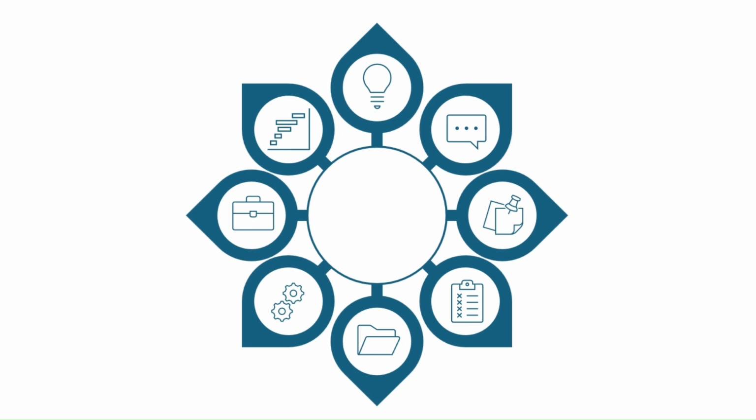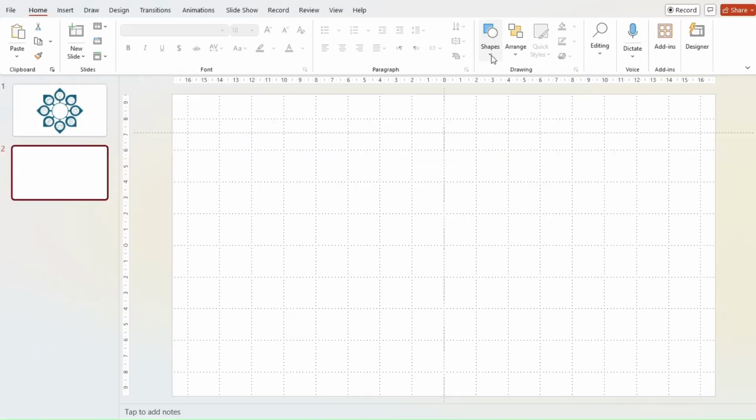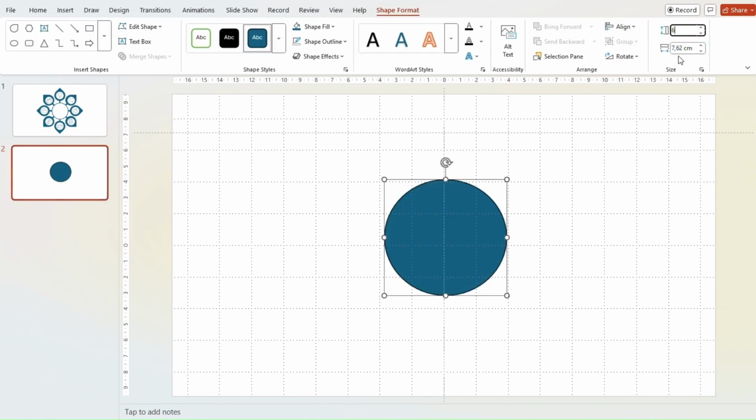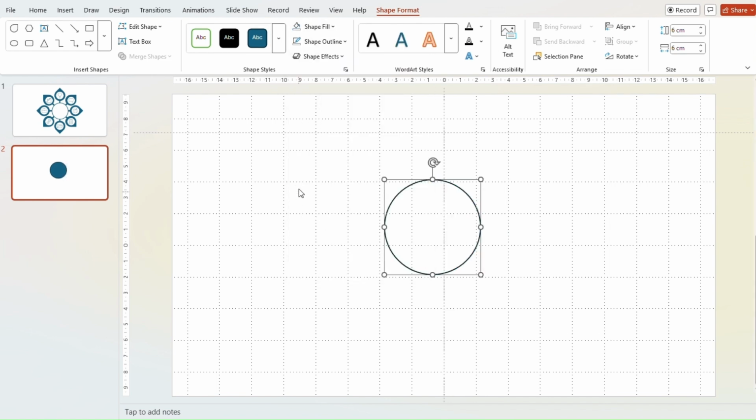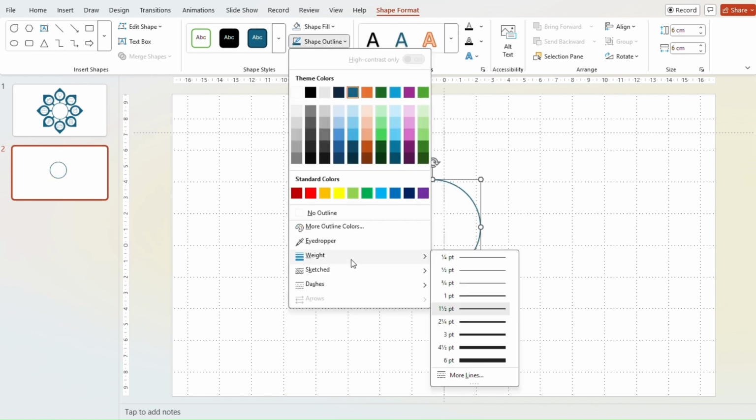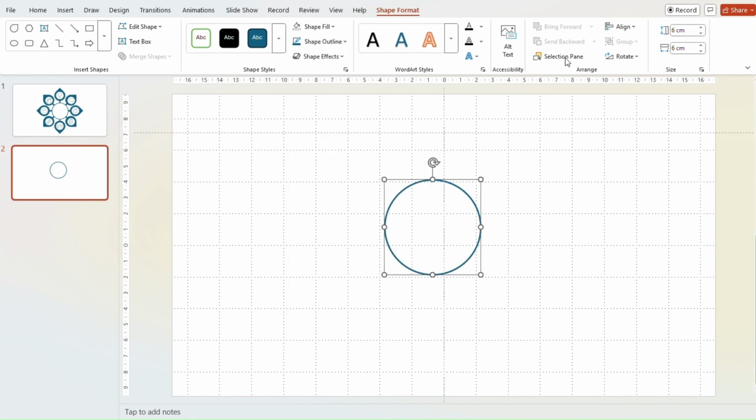Let's learn how to make this graphic. First, insert a circle shape and resize it to 6 centimeters for both width and height. Then remove the color filling. Next, click on Shape Outline and in the drop-down select Weight. With the proposed options, thicken the outline.